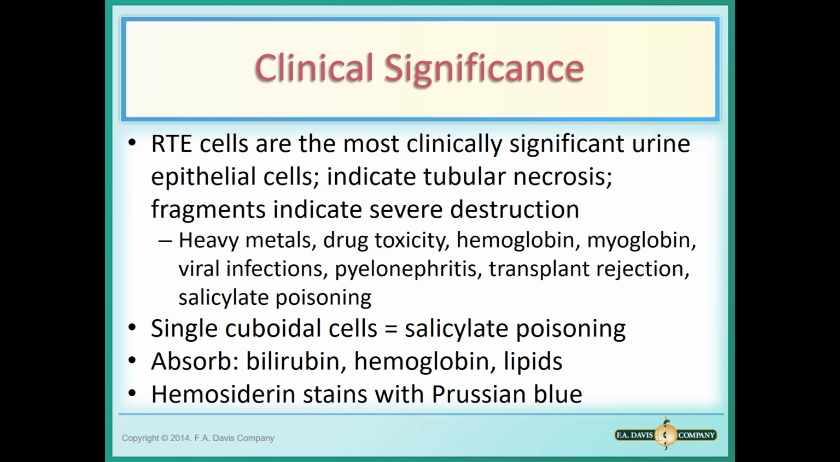Renal tubular cells are known for being able to absorb things like bilirubin and hemoglobin. So you sometimes get some staining within the body. So the cells will take on a darker color. And because especially things like hemoglobin get absorbed into this, we may be able to do a special stain to see if we're absorbing hemoglobin.